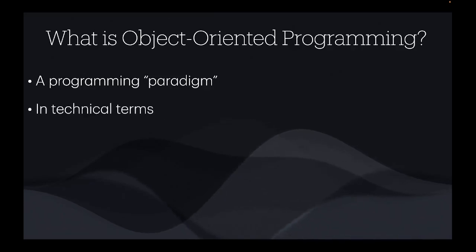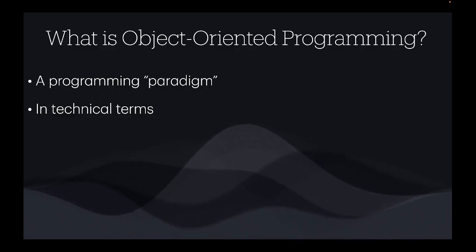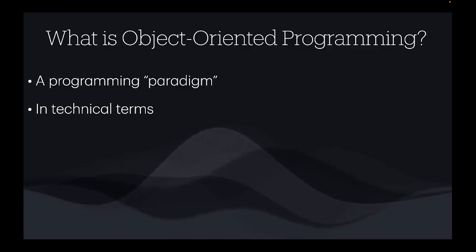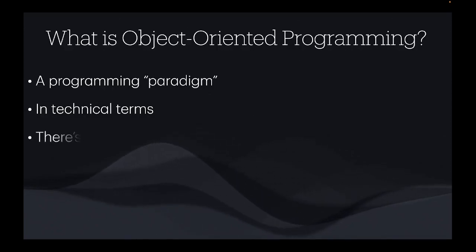In kind of technical terms, we would say that in object-oriented programming, data and the code related to that data are grouped together into a data structure that we call an object, as opposed to something like functional programming, where the functions and the data are kept separate. So that's, again, a very technical, very dry way of looking at it.